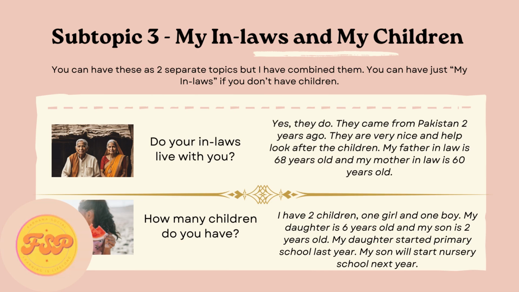Subtopic 3 could be my in-laws and my children. You can have these as two separate topics, but I have combined them. You can have just my in-laws, especially for those who don't have children. Now let's look at some examples.